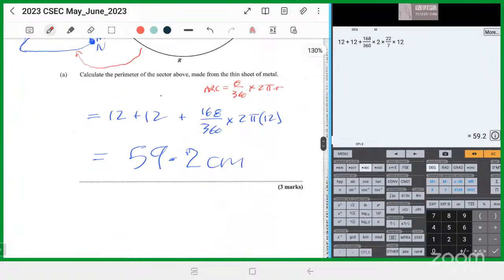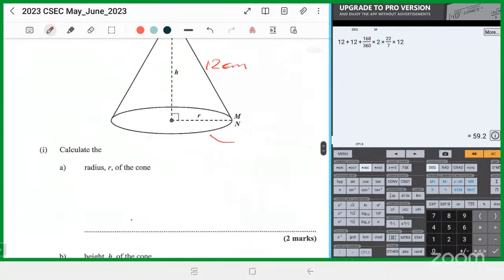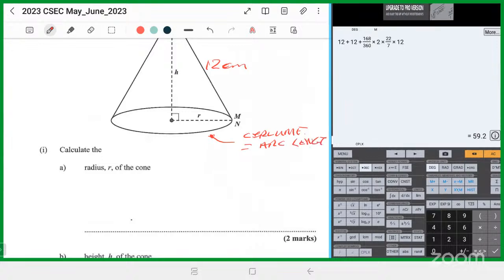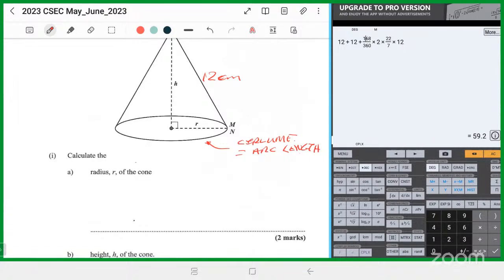And then the arc length is the circumference. This circumference equals arc length. That's what happens, just as I can get the radius of the cone. To get the radius of the base of the cone, that's what I have to equate. The circumference of the base is now the arc length. Let's put that right here.